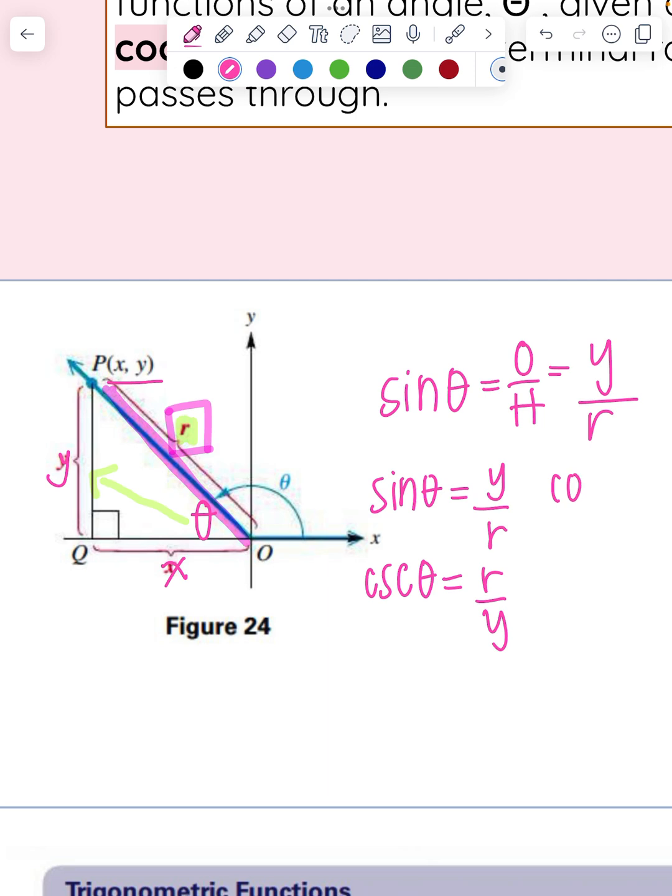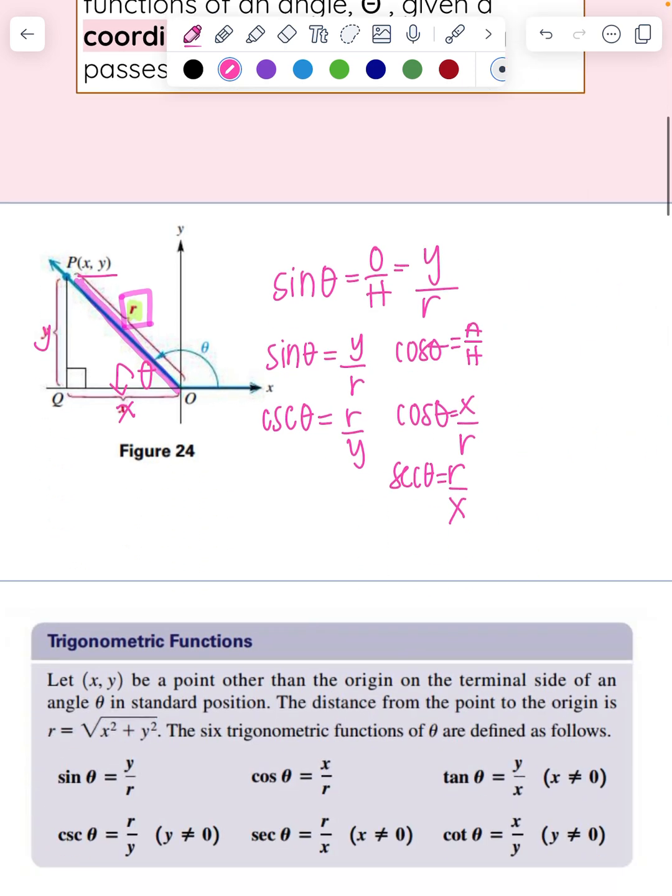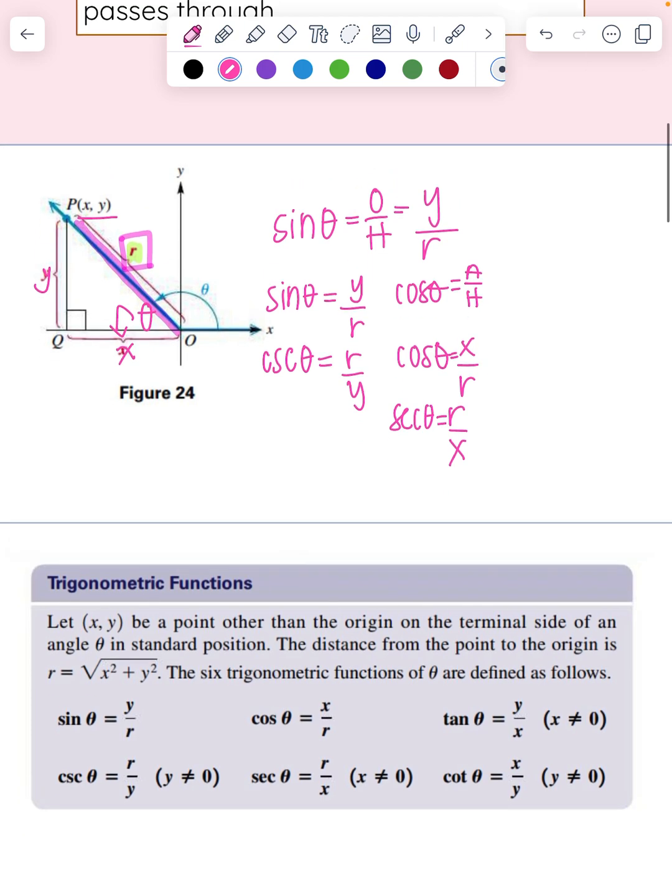Now let's look at cosine. Cosine of theta, yes, we know that is adjacent over hypotenuse. But let's see what it would be right here. So what's adjacent to theta? Well, adjacent to theta would be x. The hypotenuse is still r, so cosine theta, instead of adjacent over hypotenuse, we're going to use x over r. And then its reciprocal, secant, would be r over x. Okay, and I do have the formal definitions for you right here.